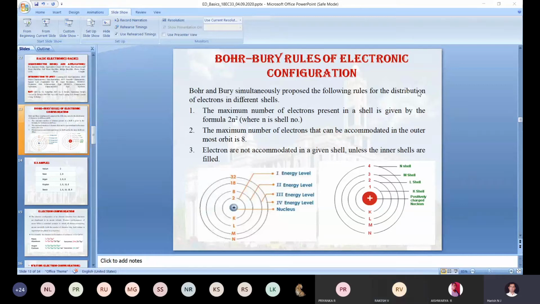So in the last class, we were discussing the fundamentals of electronic devices. Today, in today's class also, we will discuss the fundamentals only, but related to your chemistry as well as physics concepts. Okay. So in that, the first topic is the Bohr-Bury rule of electronic configuration.